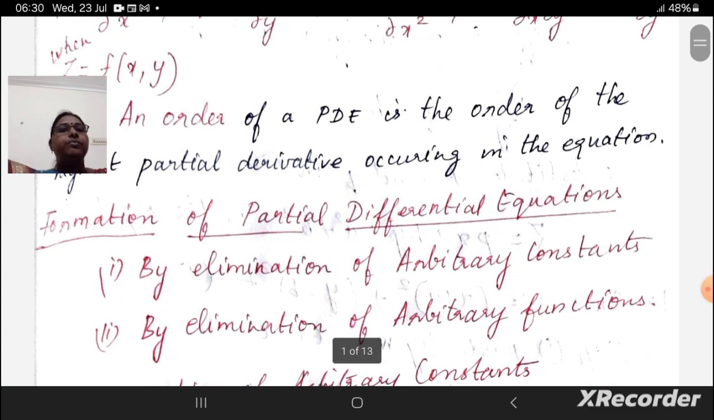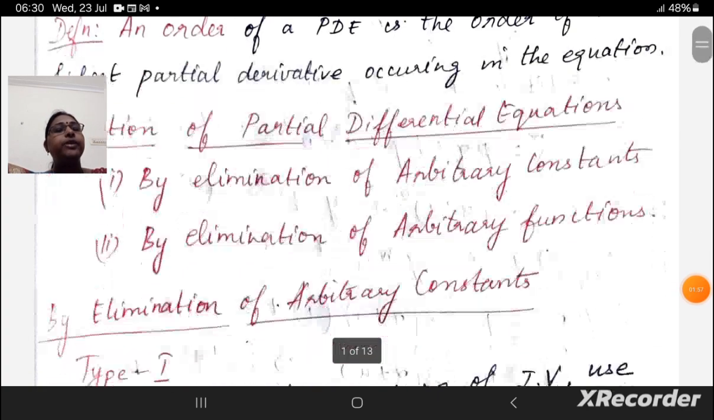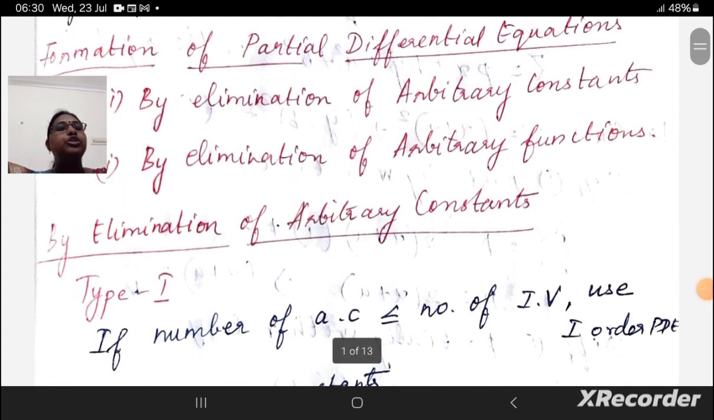Next, the main concept is the formation of partial differential equations. We can form a partial differential equation in two ways. The first one is by elimination of arbitrary constants, and the second one is by elimination of arbitrary functions. First we can discuss the elimination of arbitrary constants. Here we have two types.